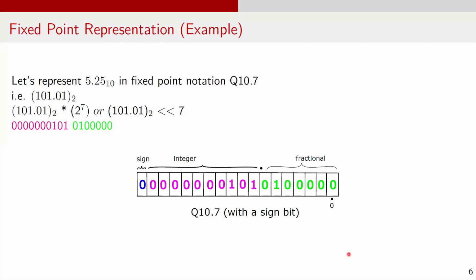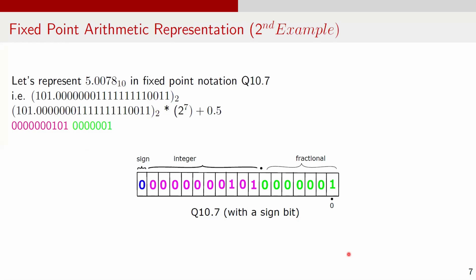When representing a real number with higher granularity compared to what the fractional bits in fixed point arithmetic can accommodate, some precision is lost. For example, if we try to represent 5.0078 in Q10.7 fixed point format, the least significant bits need to be truncated. Before discarding these unused bits, it is preferable to perform a rounding operation first. This improves the accuracy of the results and prevents the introduction of bias during conversion.